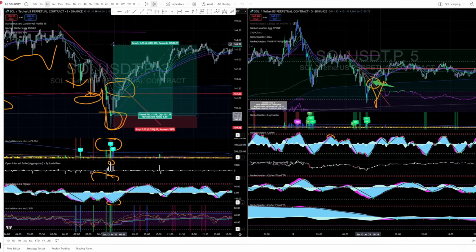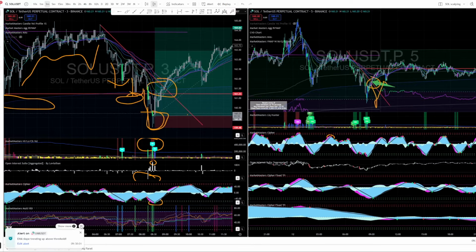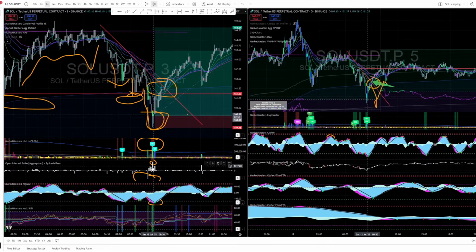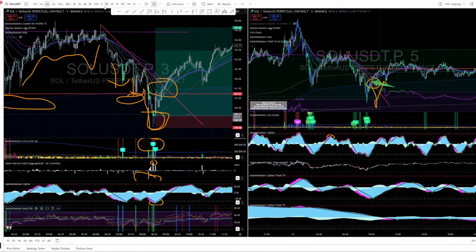So at the same time, what happened was I saw this pin bar, got the alerts for this, saw that we were in extreme oversold on the cipher. So it's a cipher in the 3-minute. So this is just a normal one. RSI is also, this is the RSI multi, so RSI is also quite low.